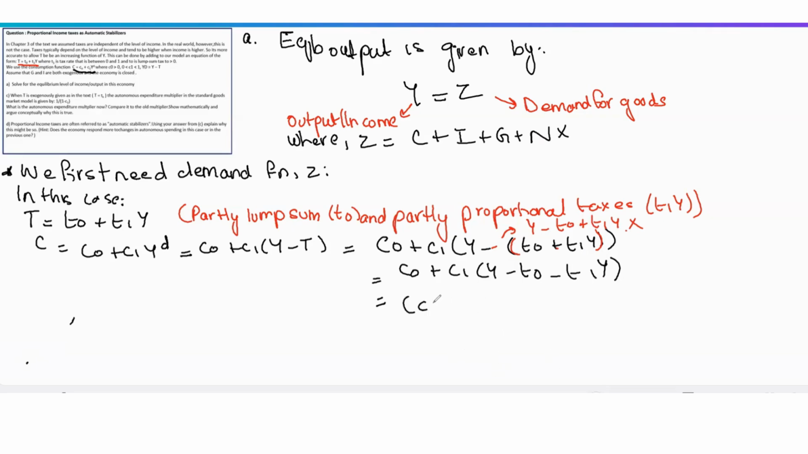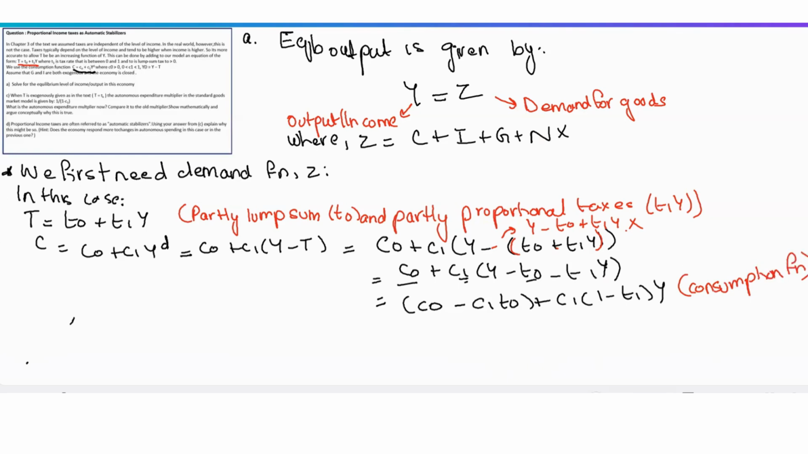So this just becomes c naught minus c1 t naught, and then this just becomes plus c1 (1 minus t1) y. So we simplified it by combining like terms, right? We combine c naught and minus c1 t naught, and then we factor out y, so it becomes c1 (1 minus t1) y. So this is our consumption function in its simplified form.